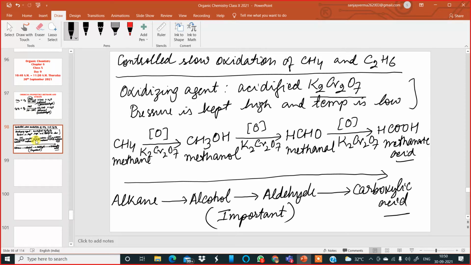Here we can ask you questions with regard to slow oxidation of methane and ethane, such as: name the oxidizing agent used. It is acidified potassium dichromate. What are the other conditions required? High pressure and low temperature. So it is a stepwise controlled slow oxidation.